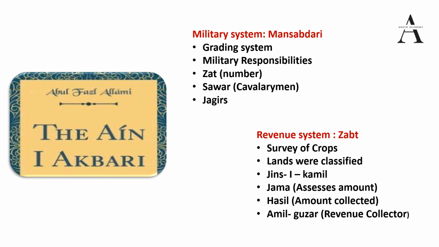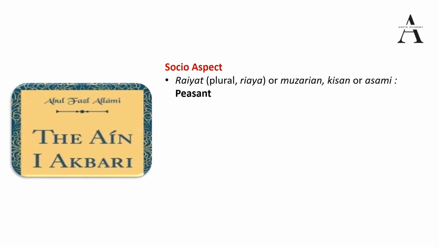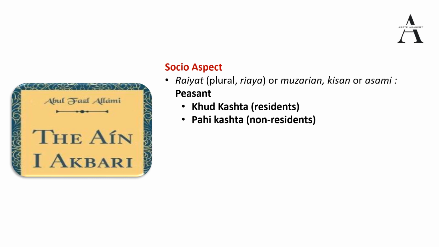Now we will discuss other aspects. With respect to the socio-cultural aspect, Ain-i-Akbari mentions that Riayat, the plural being Raya, or Mujarian, Kisan or Asami, were the names of peasants in Mughal administration. Basically there were two kinds of peasants, Khud Khasta and Pahi Khasta. Khud Khasta means the residents of the village in which they held their lands. Khud in Hindi and Urdu means myself, so they themselves were residents of that area and were holding the land also. But Pahi Khasta were non-residents, outsiders, who cultivated lands elsewhere on a contractual basis.